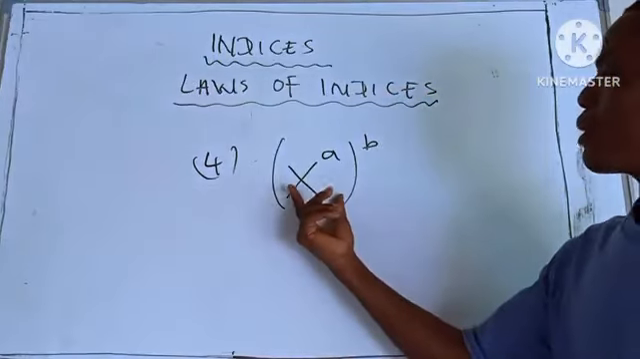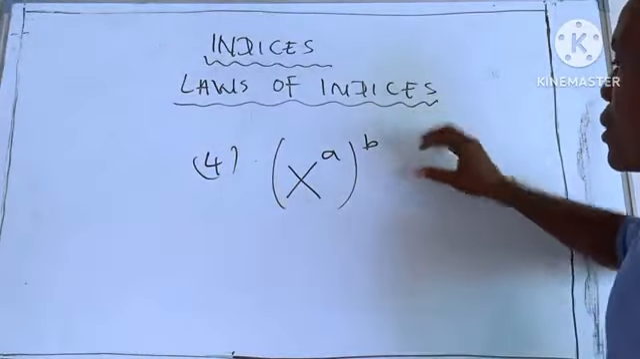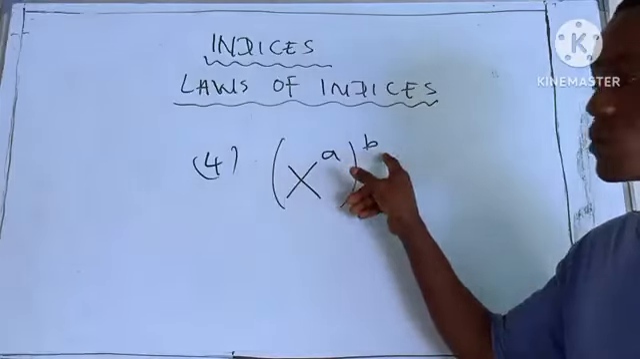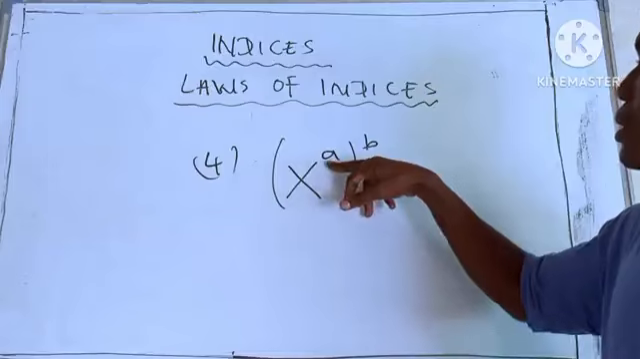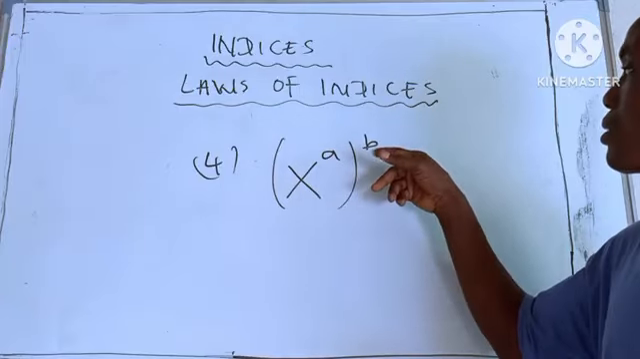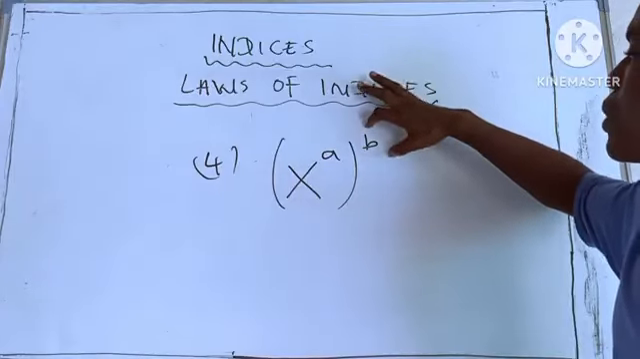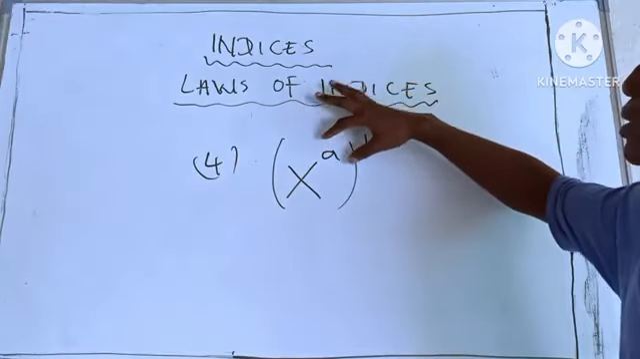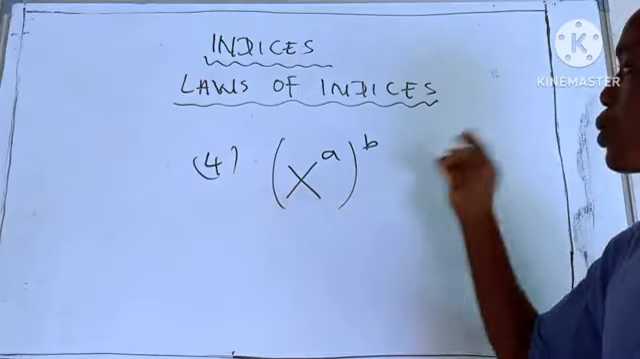Now take note, when you come across this type of question, this law states that this up number... Now we have two up numbers here, right? Two indices here. Look at it. We have a raised to power a and raised to power b. So this outer one is only affecting this particular one. It's not affecting this base. Are you getting it? So please take note.